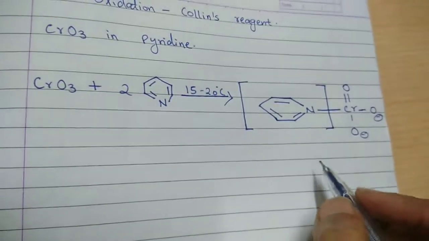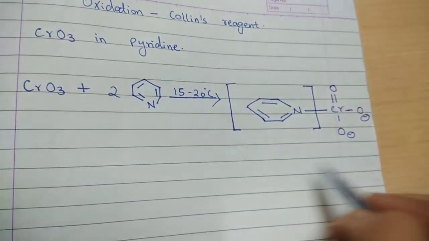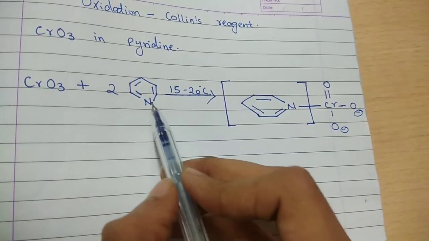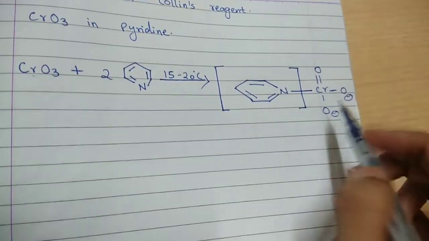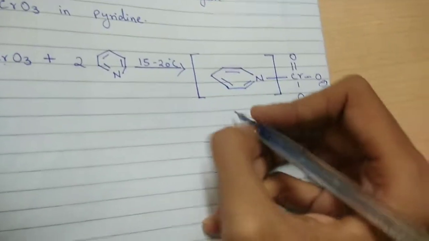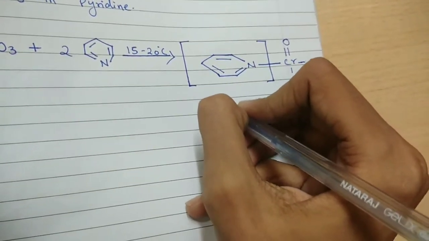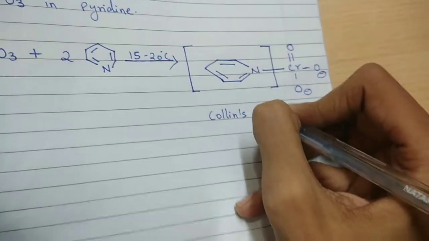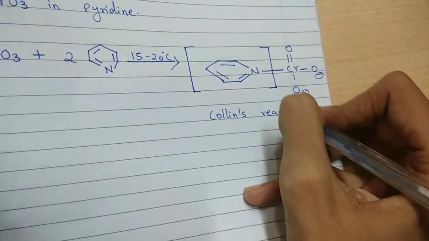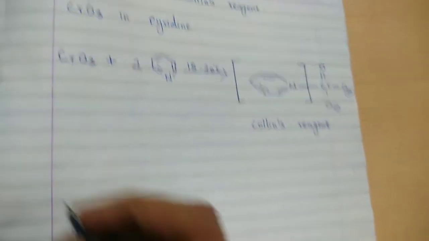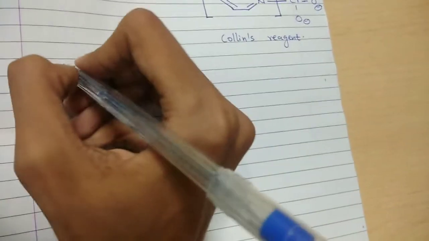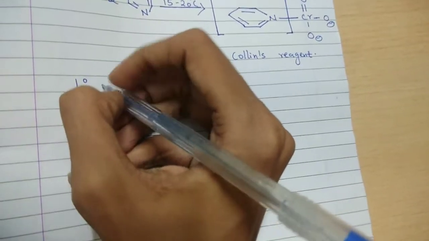It's just that the pyridine molecule is getting attached to the chromium trioxide via a single bond between nitrogen and chromium. So the lone pair of nitrogen forms a bond with chromium. So this is my Collin's reagent. Now let us see the mechanism or how the reaction will take place.